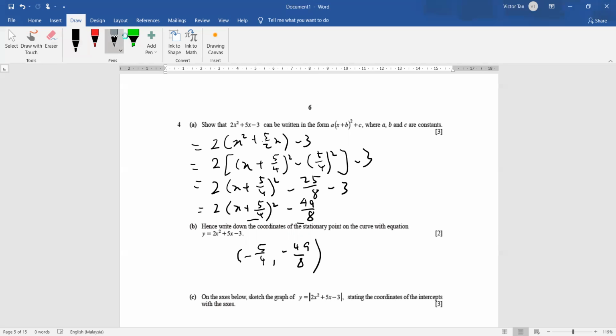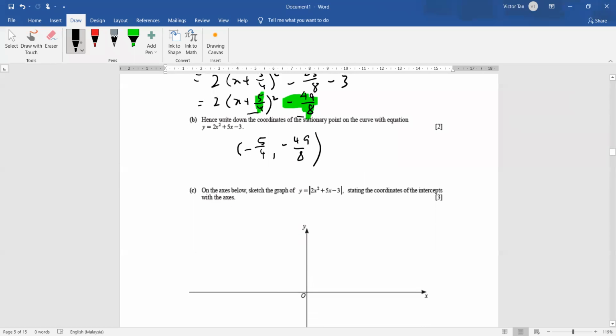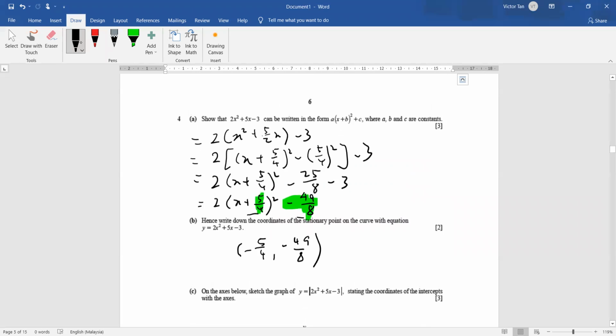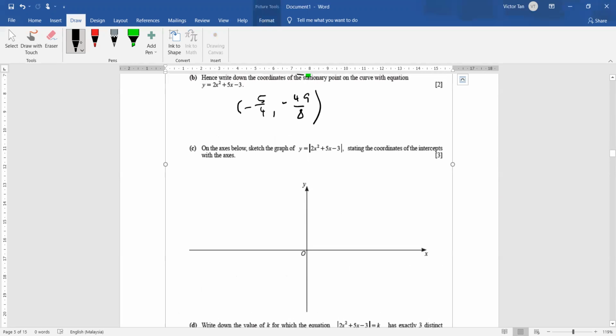5 over 4. So it's this minus this value. On the axis below, sketch the graph of y equals modulus, showing the coordinates of the intercepts. Minus 5 over 4, minus 49 over 8. Intercept with the axis. So I have to work it out here.